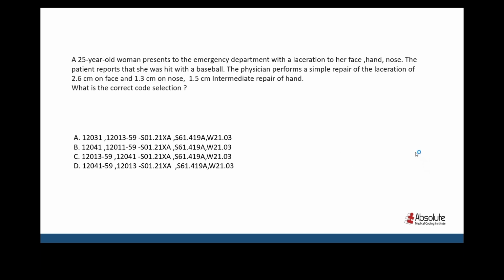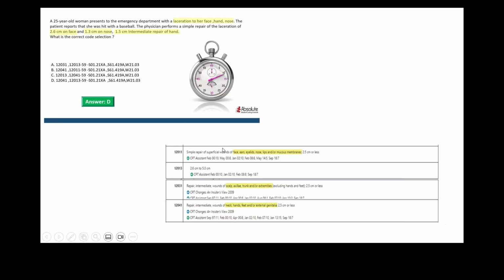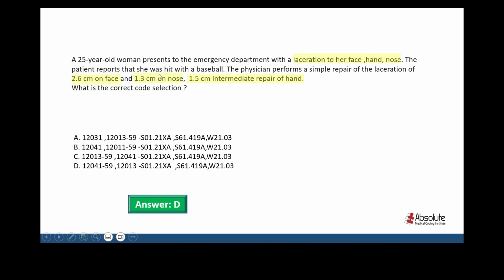Okay, coders, great answers. This was a good scenario, so let's review them. We have a laceration on the face, hand, and nose: 2.6 centimeter of laceration on the face, 1.3 centimeter on the nose, and 1.5 centimeter intermediate repair on the hand. The correct answer is going to be option D. Please feel free to take a screenshot. I will just hold the screen for a few seconds.